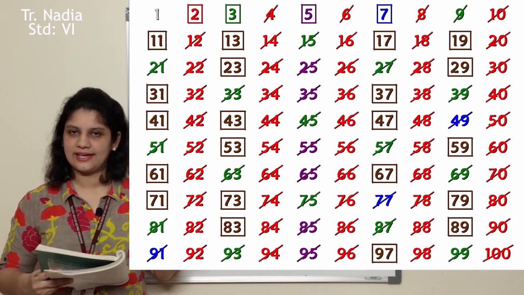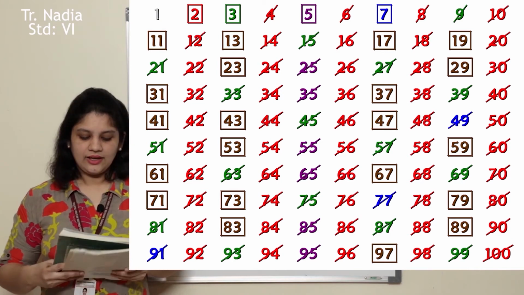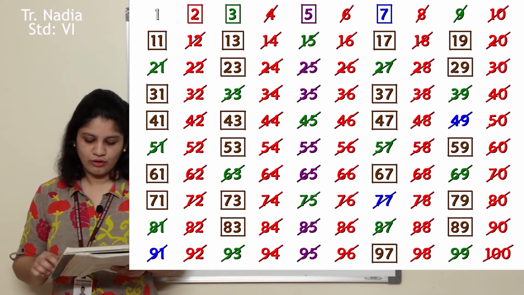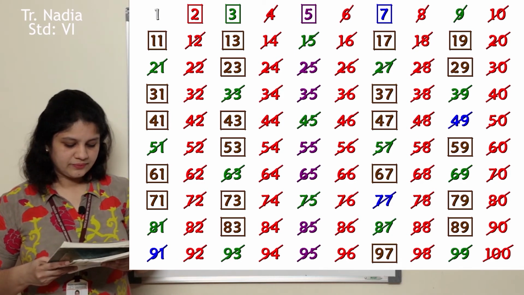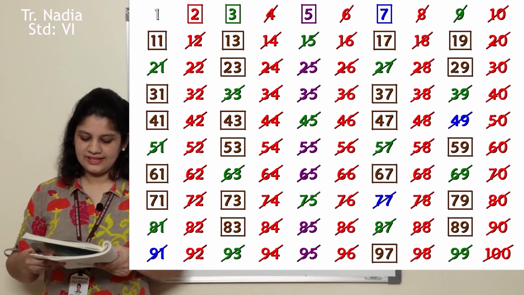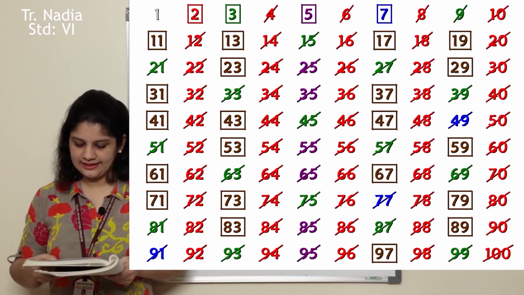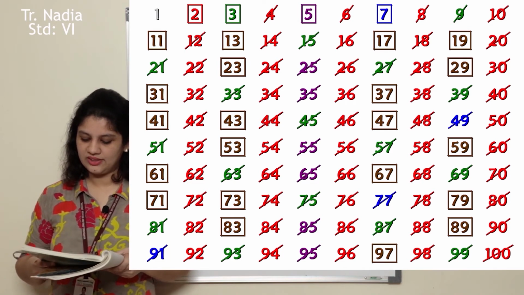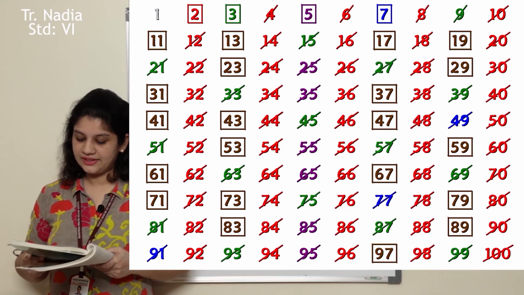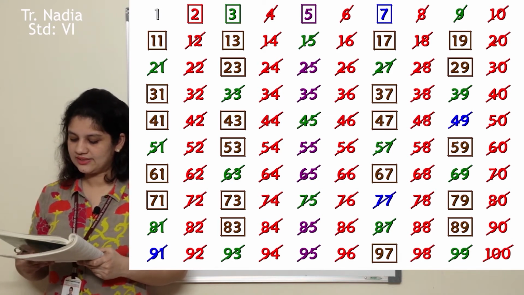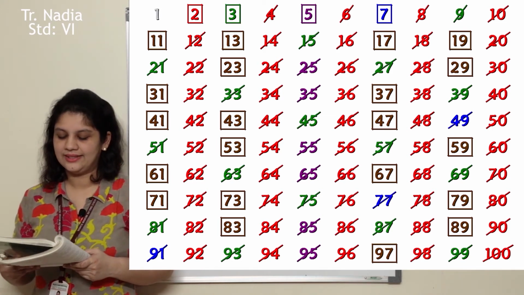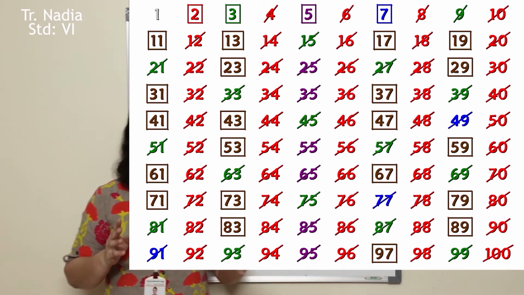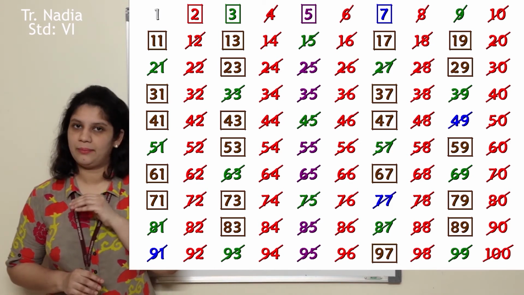So thus you get a set of numbers. After you encircle the left out numbers, you get a set of numbers which are as follows. You can see in the textbook, the numbers are 2, 3, 5, 7, 11, 13, 17, 19, 23, 29, 31, 37, 41, 43, 47, 53, 59, 61, 67, 71, 73, 79, 83, 89, 97. Now what are these numbers? These are prime numbers. By prime numbers we mean these numbers do not come in any table.